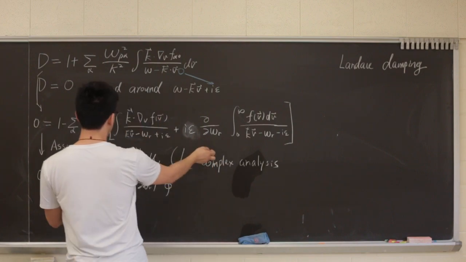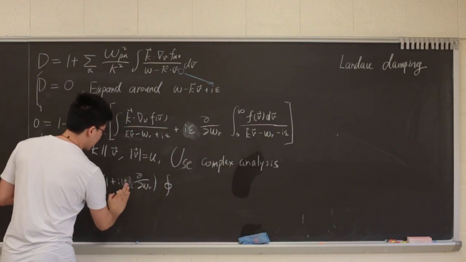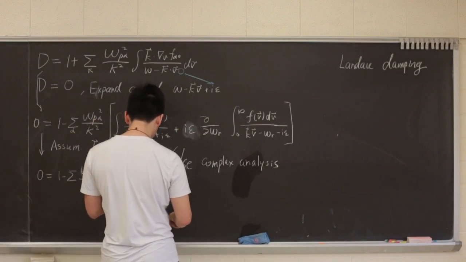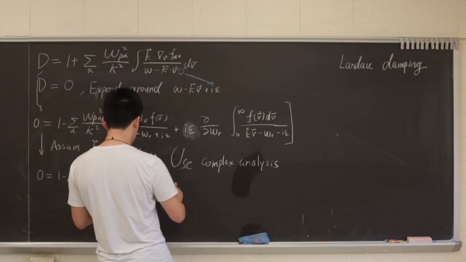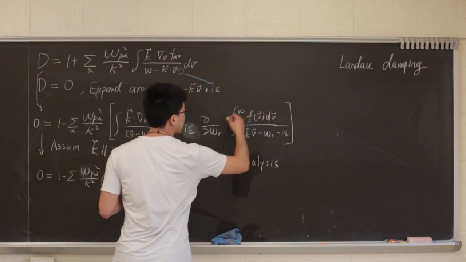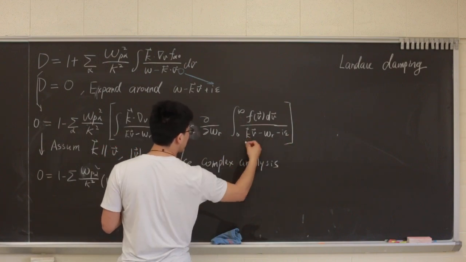So basically, we just merge those two together in the front here. Sorry, that would be epsilon. And then you do the Cauchy integral on the whole term, because you can consider this as a pole.